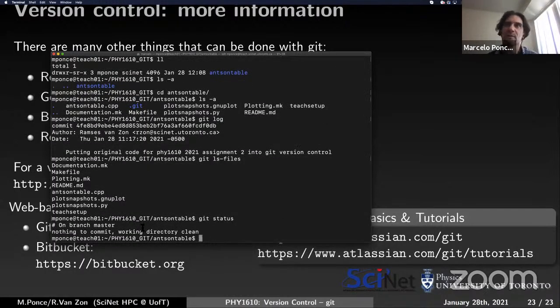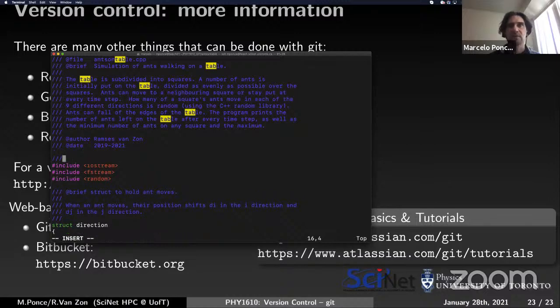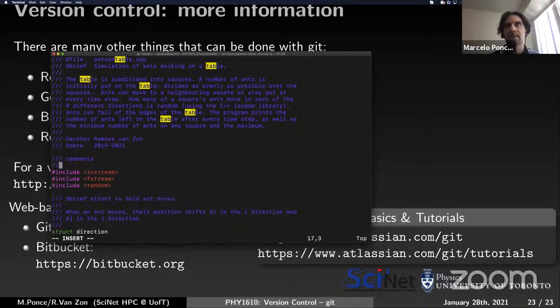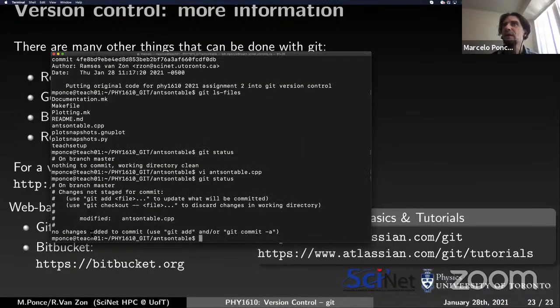It says nothing to commit because there's nothing that has changed. But obviously, if I go to ansontable.cpp and add even just one line here with just a comment, I modify that file and now do git status again. Well, now it says ansontable is modified. And then your options are add and commit, of course, or you can do git diff, for instance.